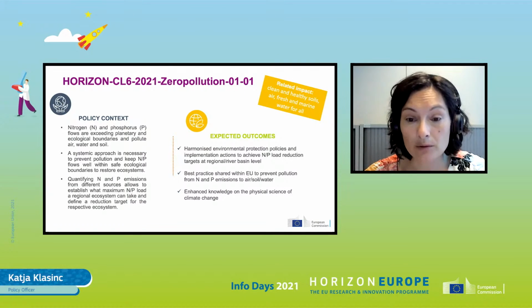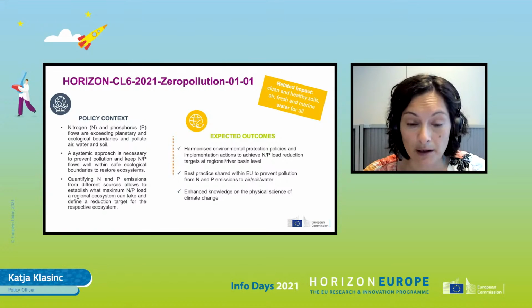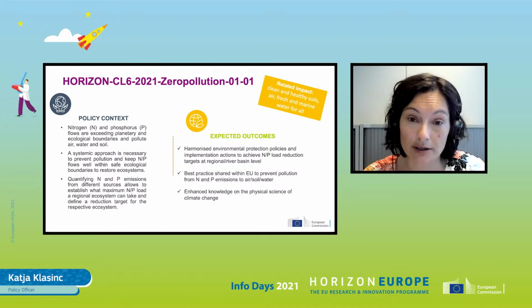As you probably know, nitrogen and phosphorus flows are exceeding planetary and ecological boundaries and cause extensive environmental damage to air, water, and soil. So we therefore need a systemic approach to prevent this damage and to make sure that NP flows remain within safe ecological boundaries. The aim here is to quantify nitrogen and phosphorus emissions and flows from all possible sources to determine what maximum NP load a regional ecosystem can take and to define a reduction target for this ecosystem.